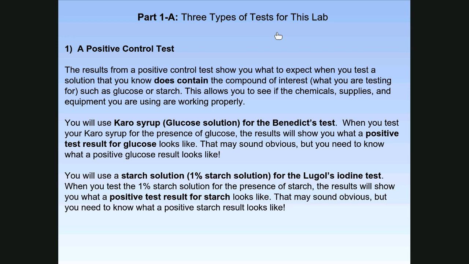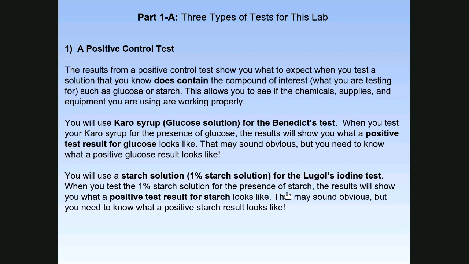But the purpose of the positive control test, simply put, I'm not going to read through this verbatim. The purpose of the positive control test, okay, is to demonstrate to you, hey, this is what it looks like whenever we add Benedict's to a solution that contains glucose, so that you know what we mean by yellow, yellow-orange, what we mean by a cloudy precipitate that has a yellow-orange color to it, okay?